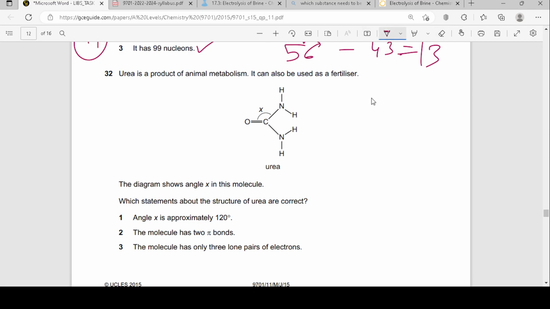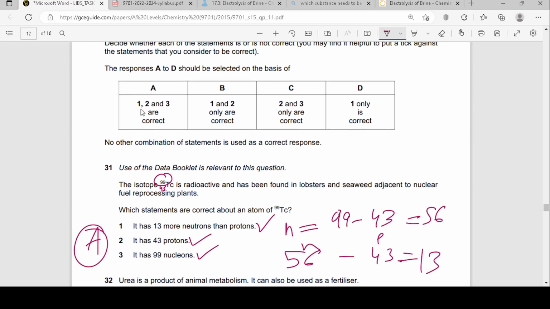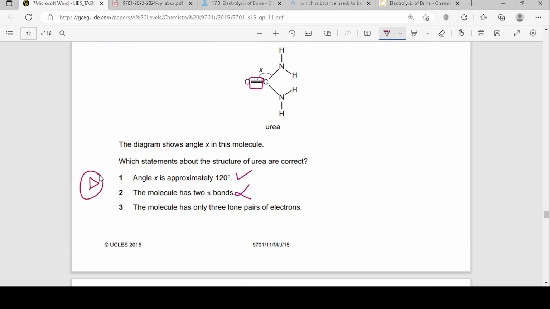So urea is a product of animal metabolism. It can also be used as a fertilizer. The diagram shows angle X in this molecule. Which statements about the structure of urea are correct? The molecule has two pi bonds. Well, I can only see one actually. So this statement is wrong, which immediately means the answer is D, because of how the structure of this section is framed.